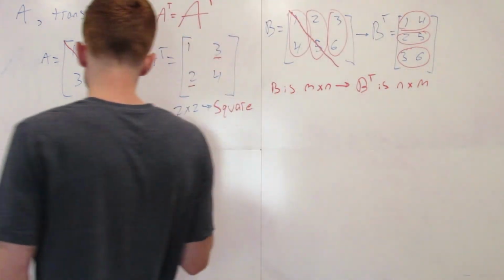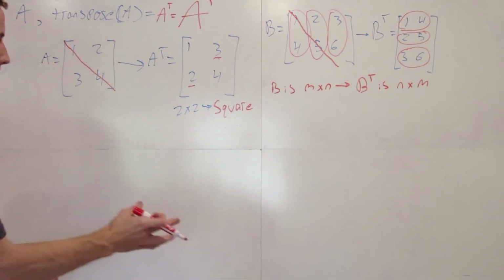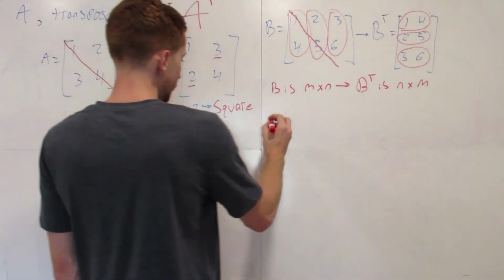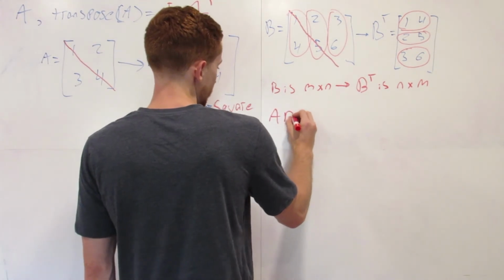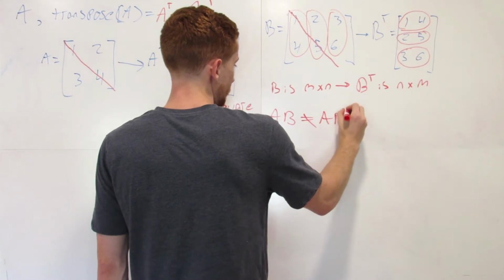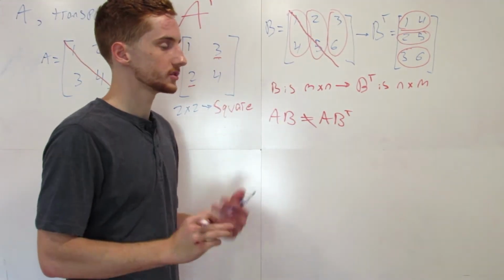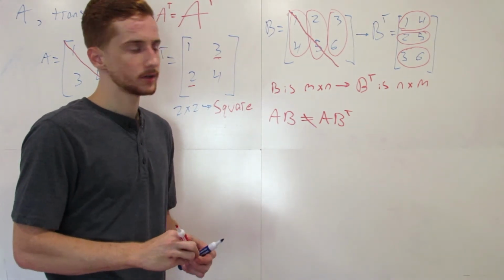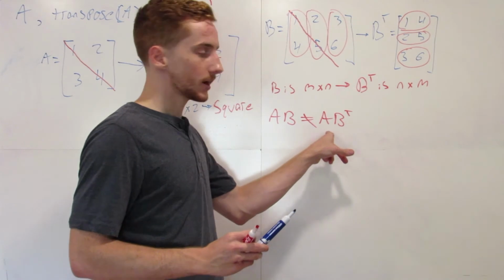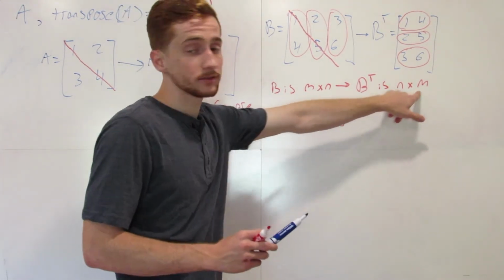So one thing to note that's important about the relationship between the transpose and multiplication is that, first of all, AB is not equal to AB transpose. That should be pretty obvious because the dimensions are switching, so you're going to get some kind of different interaction. And odds are that B transpose might not even be compatible with A because of the dimensions getting flipped.